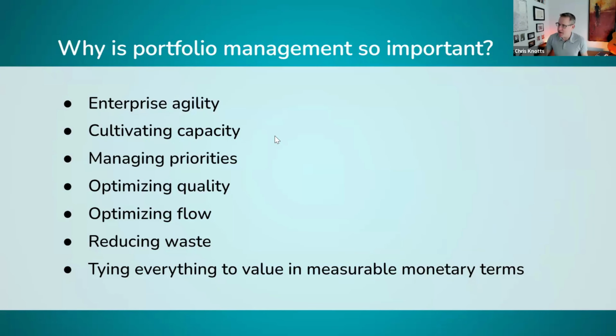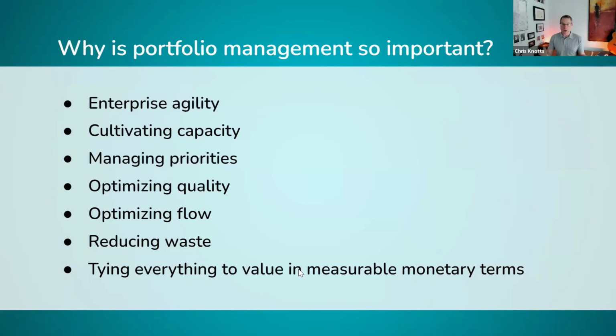Now, why is it so important to manage the portfolio? Because ultimately, the portfolio is the key to both agility at the enterprise level and expanding capacity in ways that don't compete with each other, so they're all aligned. Most importantly, it's probably managing the priorities, so we understand what's going to give us the ROI. We need to manage our priorities across the portfolio to that. It helps us optimize our quality, optimize our flow, spot and reduce waste, as I already talked about. And then finally, translating this idea of value.